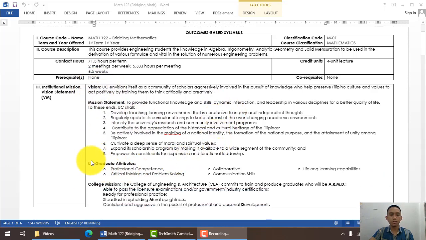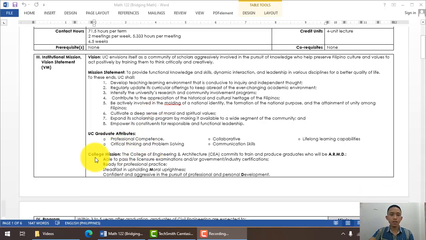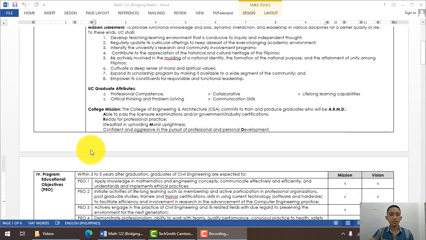We have here also the UC graduate attributes. What are the characteristics, or attributes of the professionals that will be graduating in our university. Okay, we have here also our college mission. This is the mission of our engineering college, engineering and architecture college. Okay, so you can read that also.